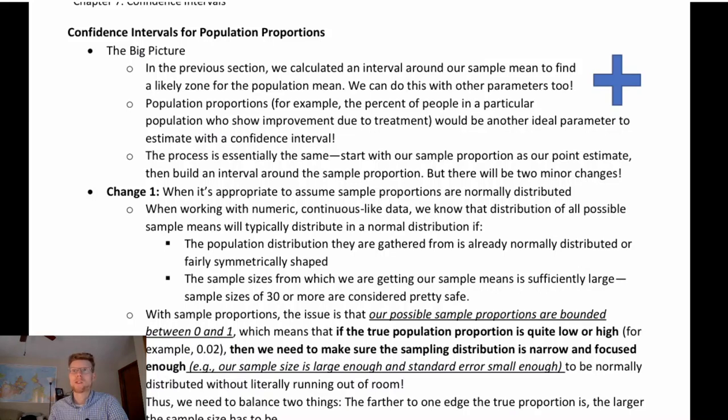The first change is when it's appropriate to assume the normality condition. When is it appropriate to assume that sample proportions are going to be normally distributed around the true parameter? With means, we talked about that if our variable is already normally distributed or close to it, that's great. If not, then the central limit theorem tells us that if our sample size is large enough, the distribution of possible sample means will still be normally distributed, even if the population itself isn't normally distributed. So that's the case for means.